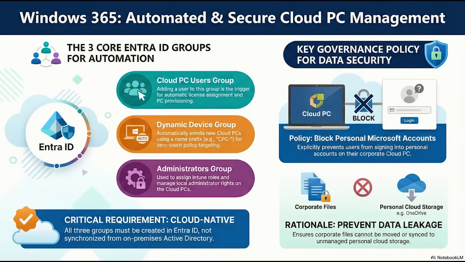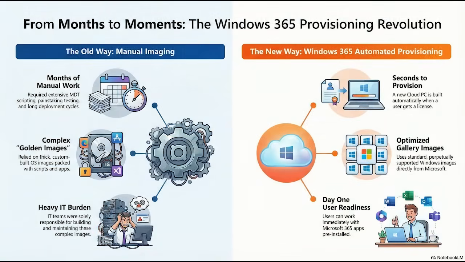It keeps the Cloud PC a secure, corporate-managed island. The enforcement of that boundary is absolute. Okay, that sets the stage perfectly for provisioning. So the identity is established, the user is in the group, the license is triggered. How does the system actually build and deliver this dynamic PC?